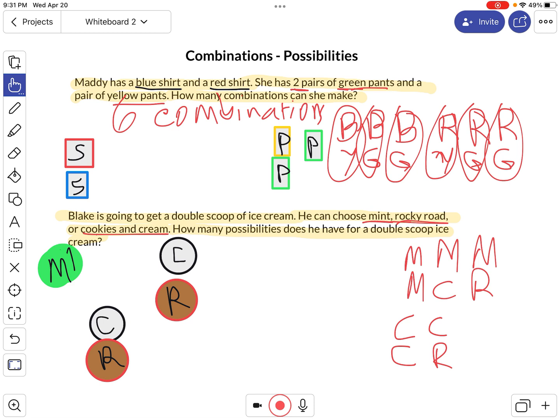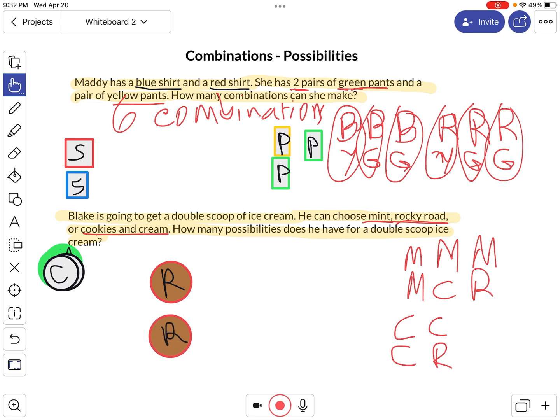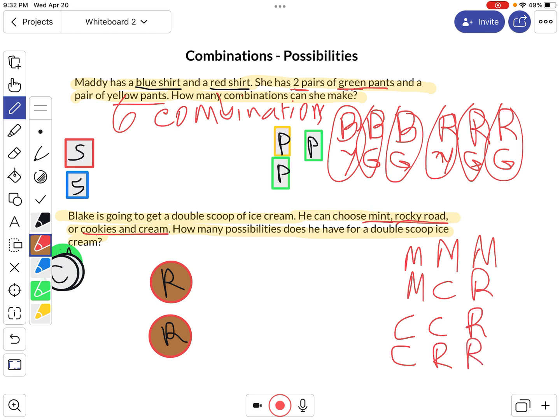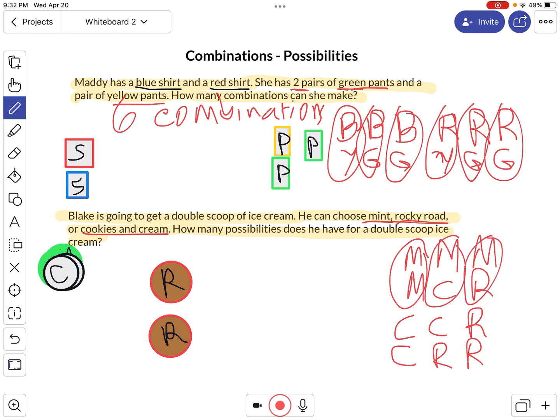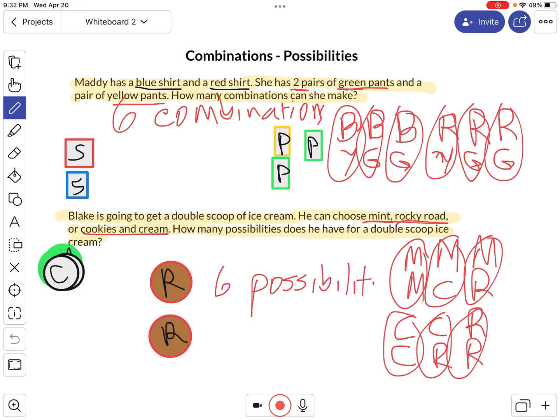I can't put cookies and cream with mint because I've already done all the mint combinations. Now I've done all of the cookies and cream combinations. So I'm done with those flavors as well. The only thing that I have left is 2 Rocky Roads. And so that's going to be my final combination. Rocky Road, Rocky Road. How many different combinations did I make? 1, 2, 3, 4, 5, and 6. All right, so that means I can make 6 possibilities for what we can get for the ice cream scoops if I'm getting double scoops. That's that answer right there. Hopefully that helps you.